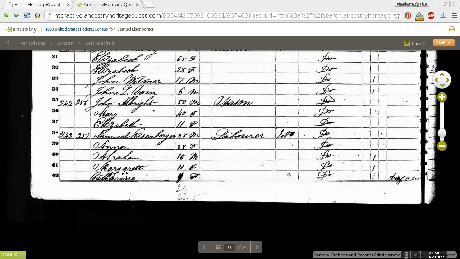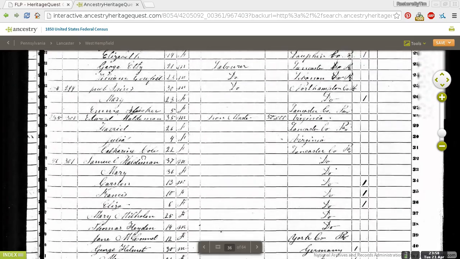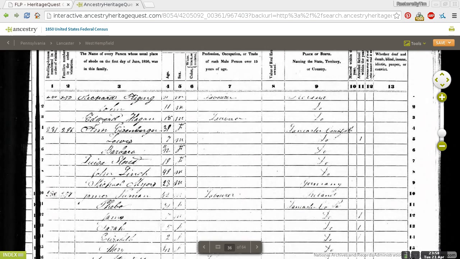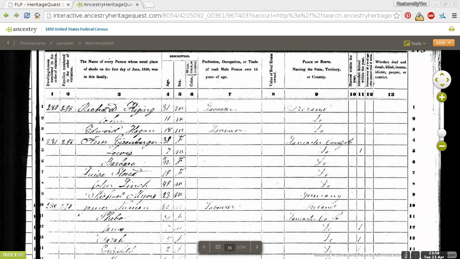Catherine. Now, when you see a family at the bottom of the page, your reflex should be to view the next page of the census to see if the family carries over to the next page. Before we do that, take a close look at this dwelling number, 243. Remember that when we move to the next page. Okay. Moving up to the top, and we will see the first name on the following page is not Eisenberger.